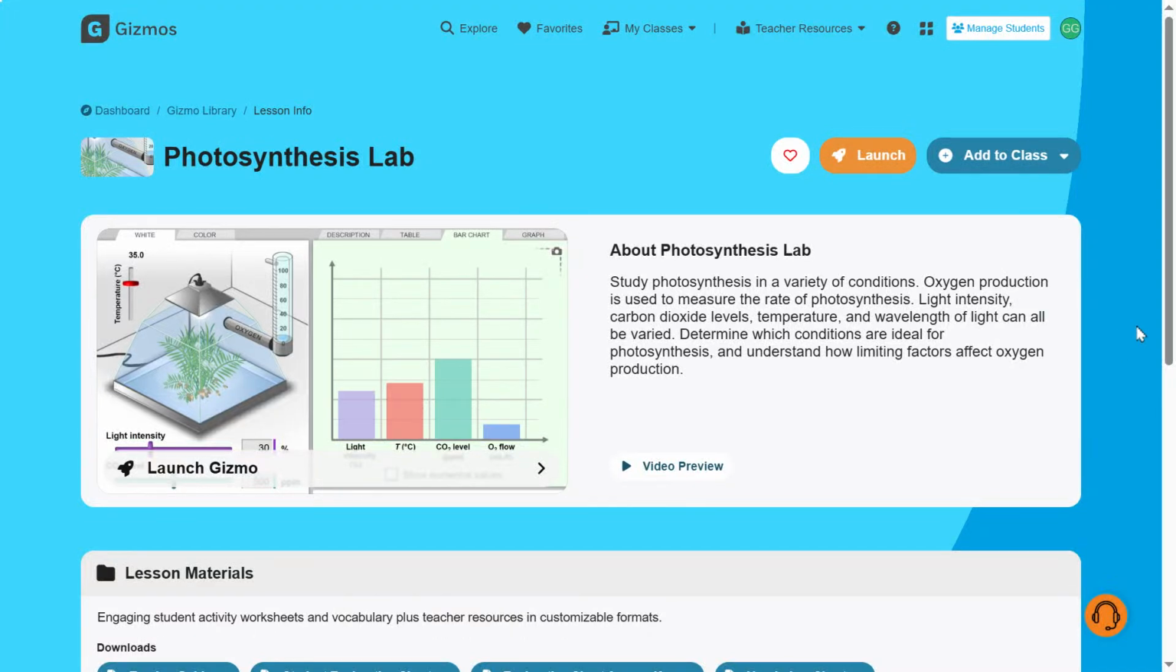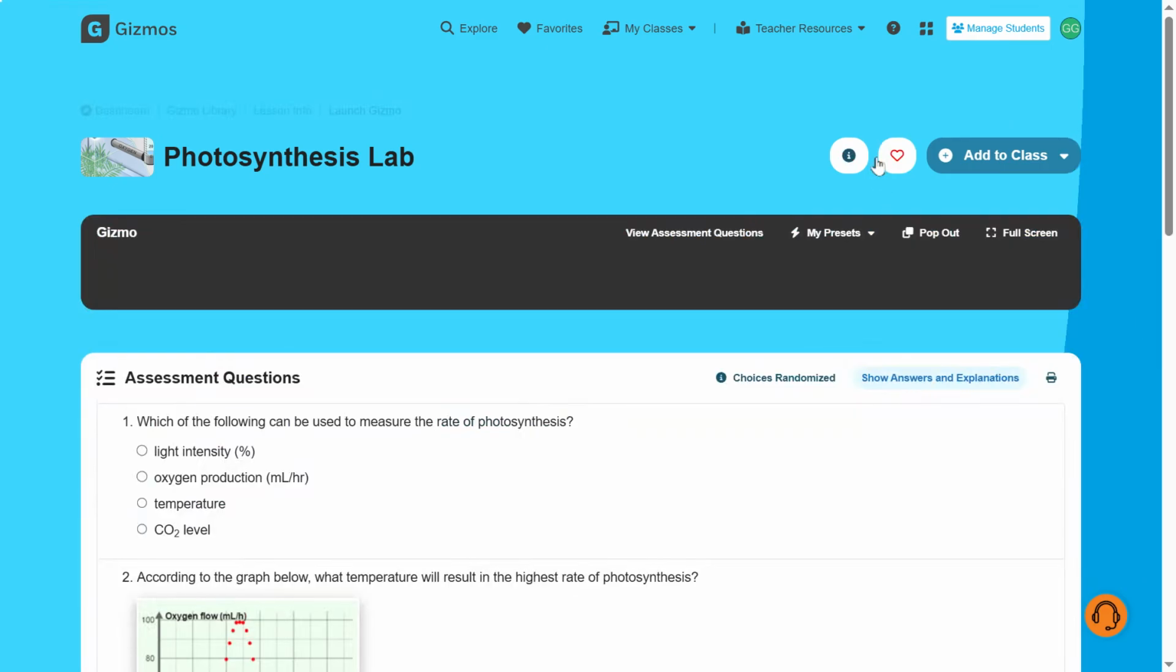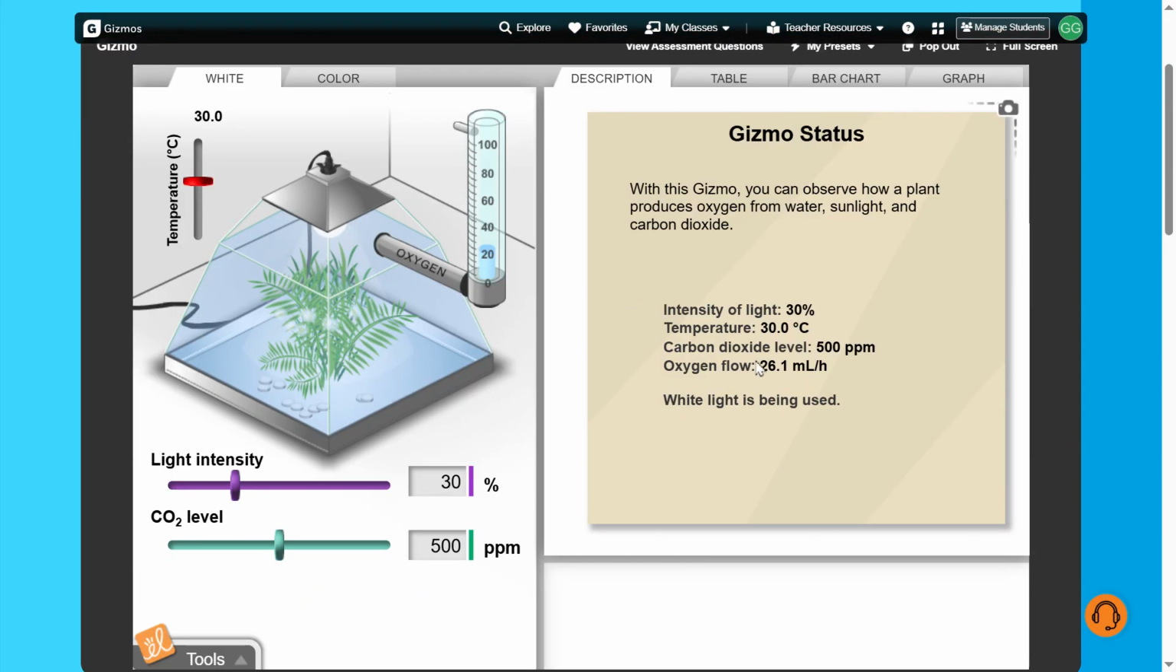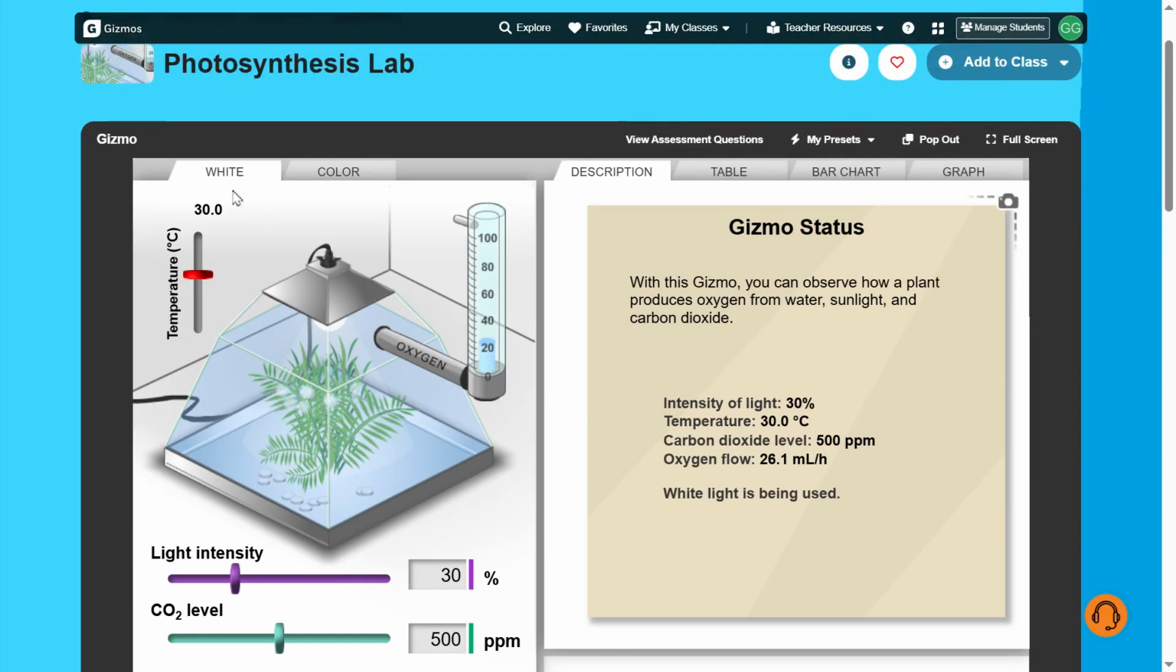Let's take a look at the photosynthesis Gizmo on the Explore Learning website. We'll first launch our app, and then we have our Gizmo setup. There are three variables that we can change here.